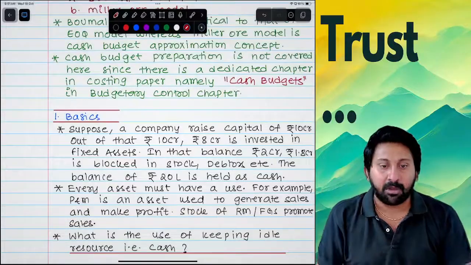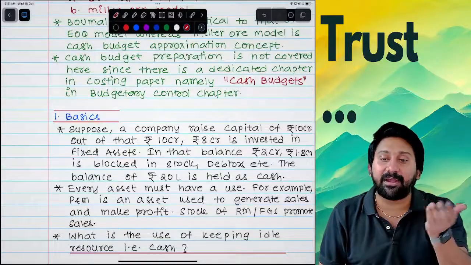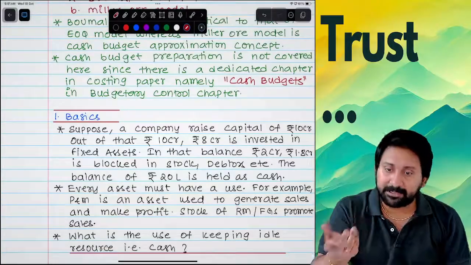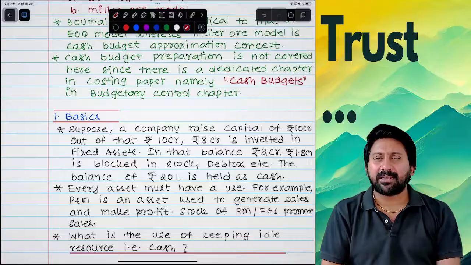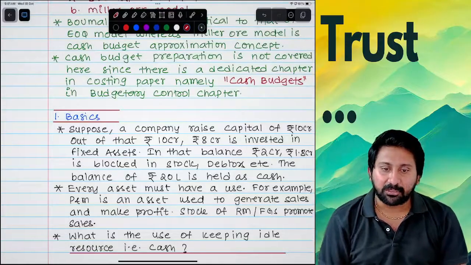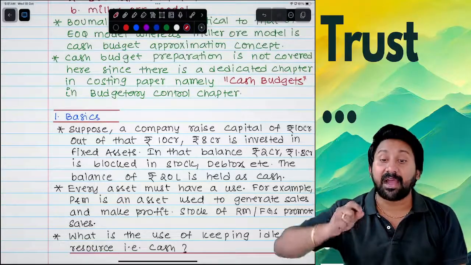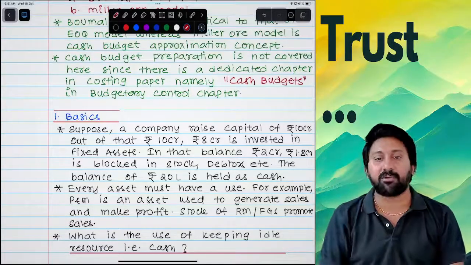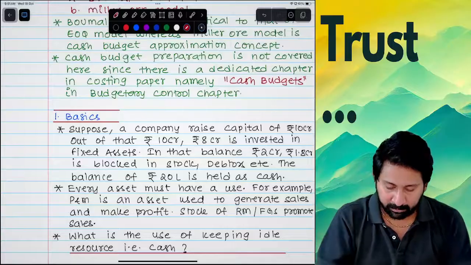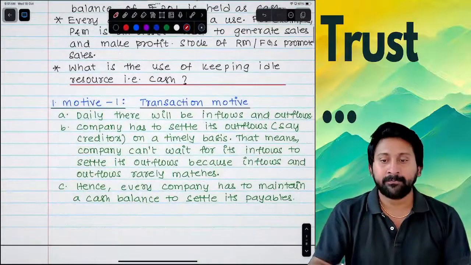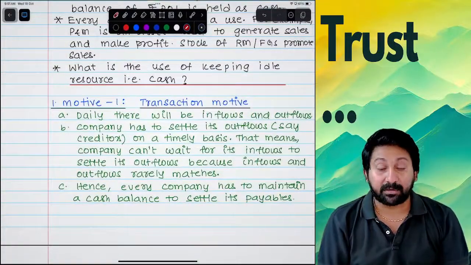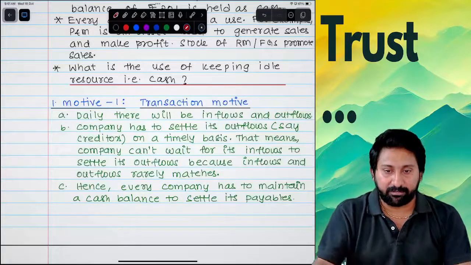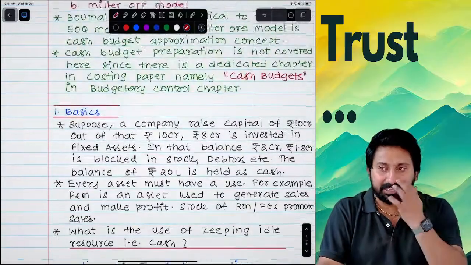Next, what is the use of keeping an idle resource, that is cash? What purpose will it serve? It is an obvious question everyone will raise. What is the purpose of maintaining the idle resource called cash in your company? What advantage are you going to get from that? Motive number one: transaction motive. I will tell you what this transaction motive is.